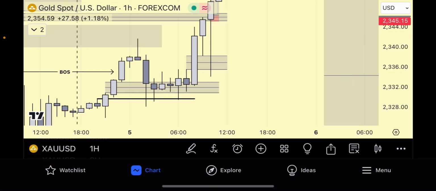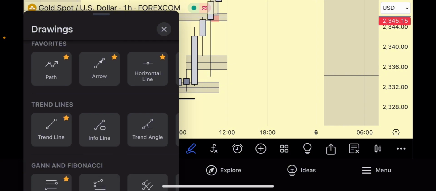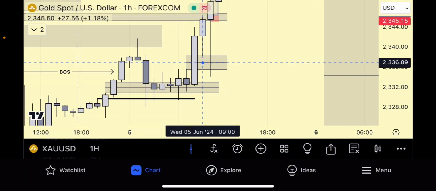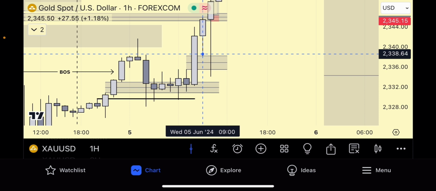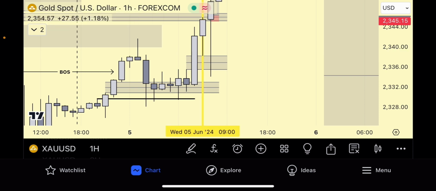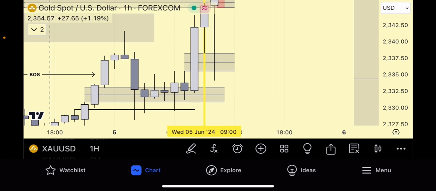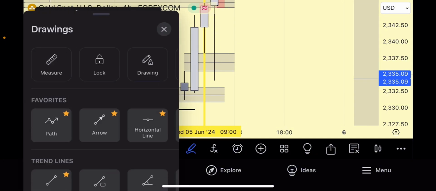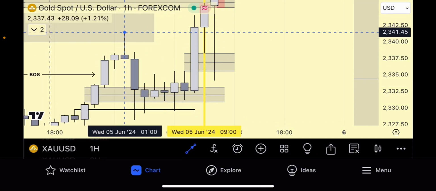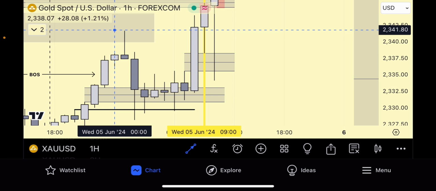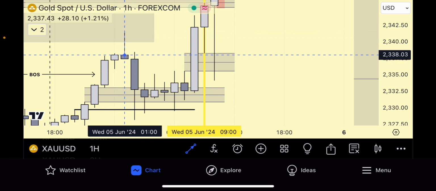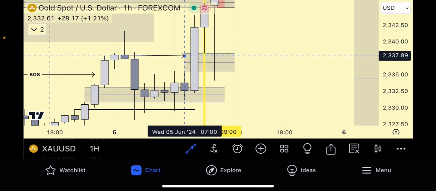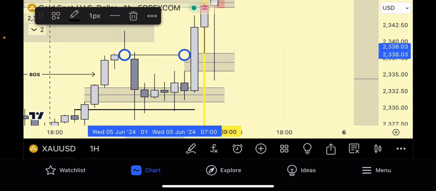Remember the time of the day. So right here, this happened by 9 o'clock, right? Which now made this another break of structure. You can use the body to define break of structure right here.